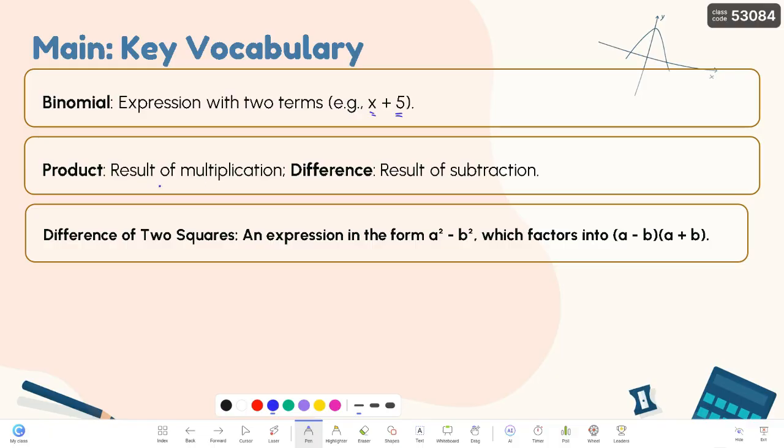And the word product means finding the result of multiplication. The difference of two squares is an expression written in this form: something squared minus another thing squared. Once we factor this later, and we're going to learn this in the upcoming lessons, it would be two brackets, and those two brackets would be the same except for the sign between the terms.